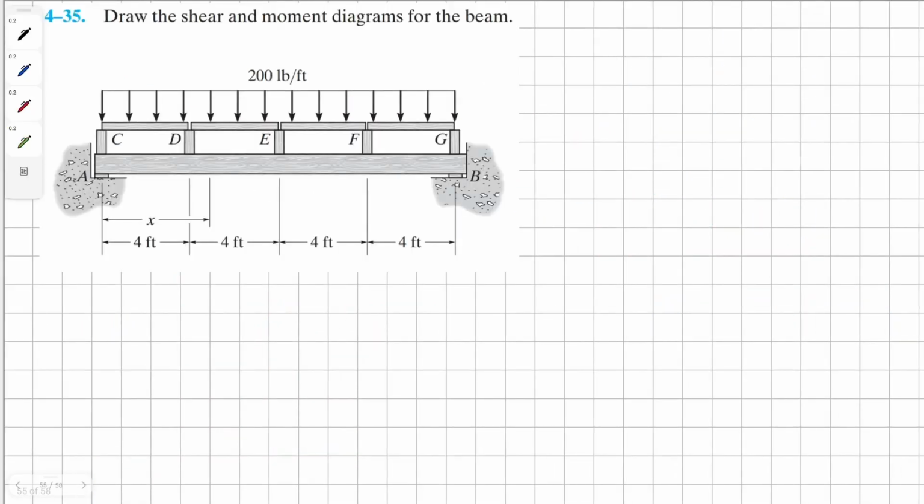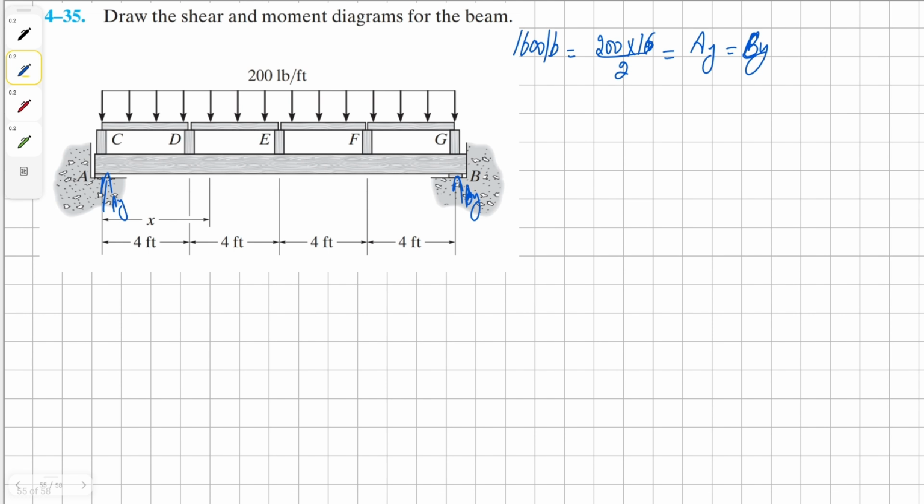To draw the shear and moment diagrams for the beam, to begin, let's find our reaction forces, AY and BY, which is simply going to be, because this beam is symmetrical, 200 times 16 divided by 2. It will give us both AY and BY, which in this case is going to be 600 pounds on each of these.